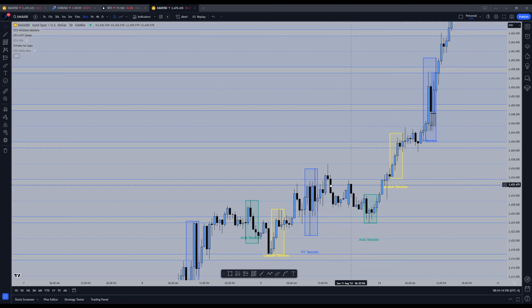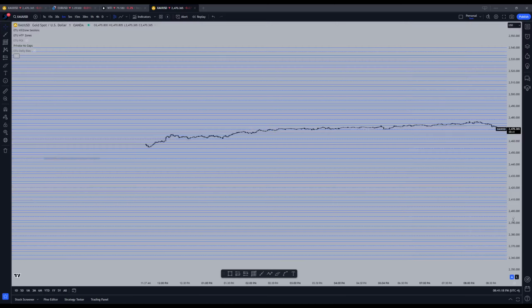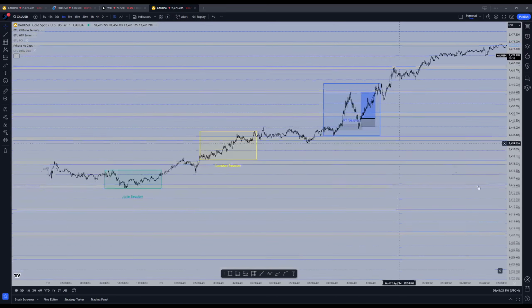Like all these things you can put together into a trading plan. And that's why I love this indicator, because it helps me see the high time frame without having to switch or do any analysis on the high time frame.